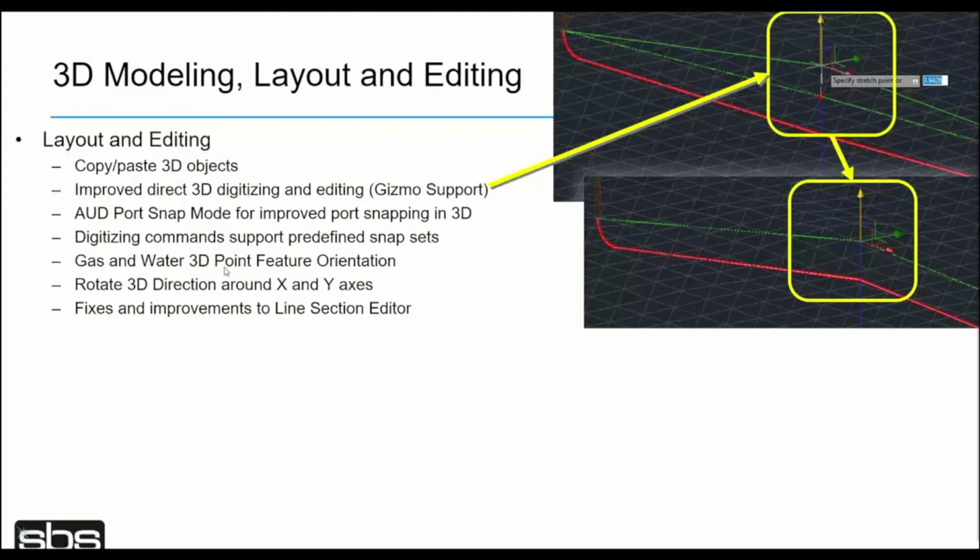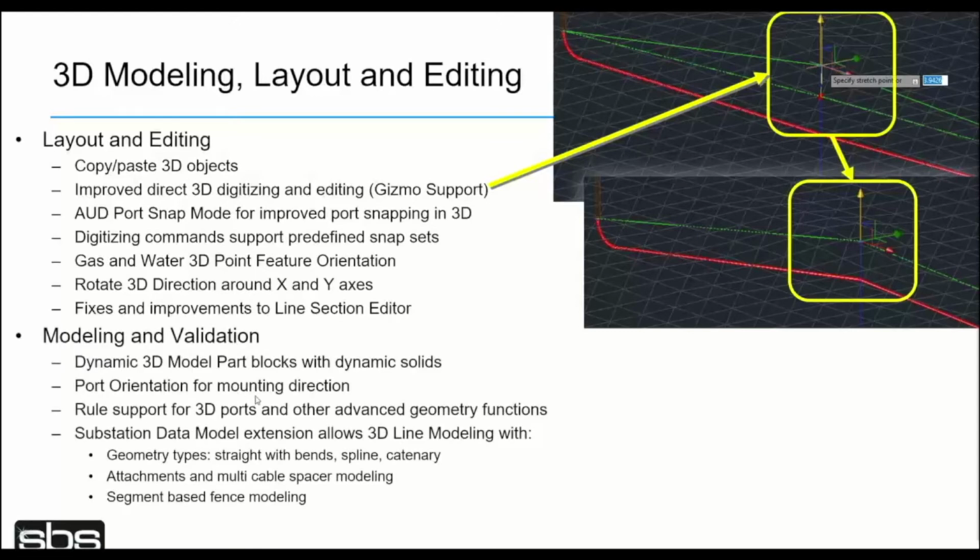There are a lot of updates to the digitizing commands, so that when initially laying things out, they'll work much better in a direct 3D environment. And as well as the line section editor. So in cases where you do want to lay out, say, a conduit in terms of specific, straight runs and bends, there have been some fixes and improvements to the line section editor as well.